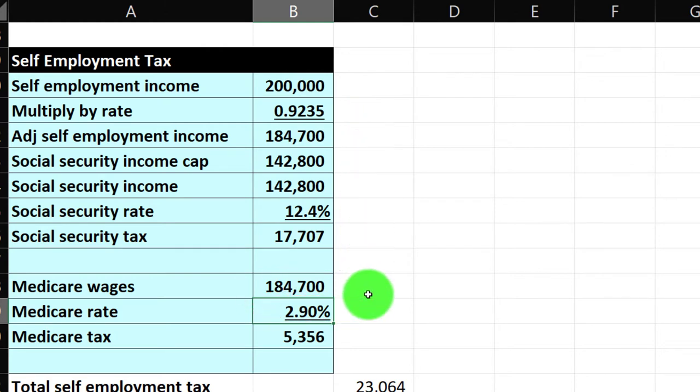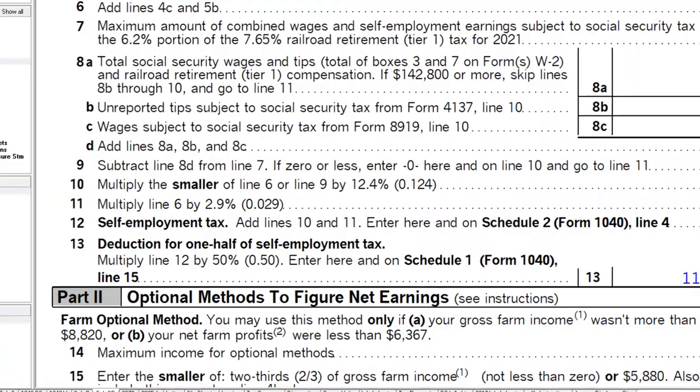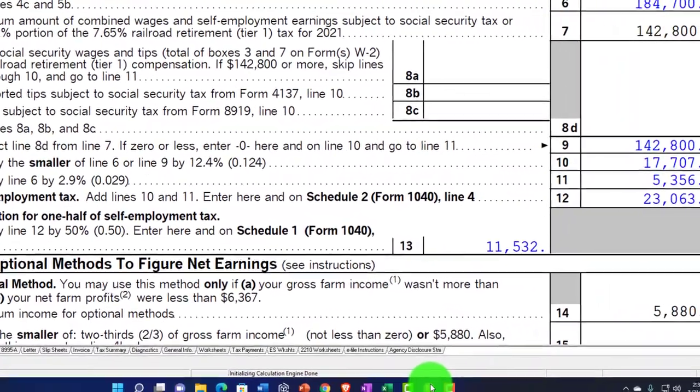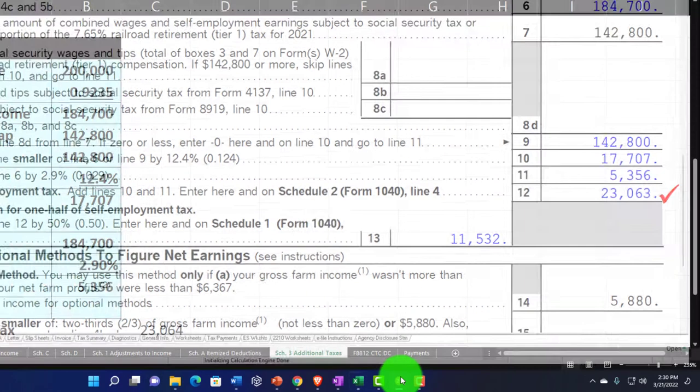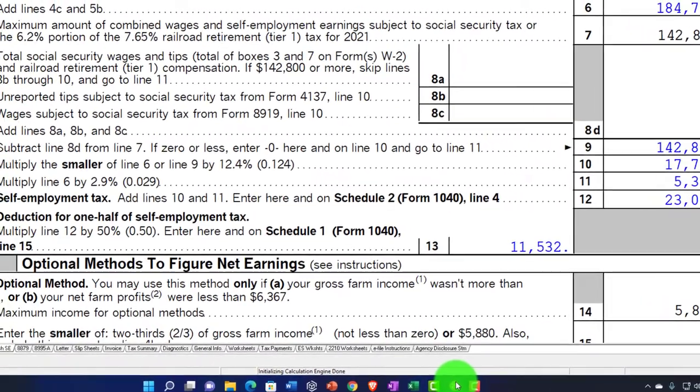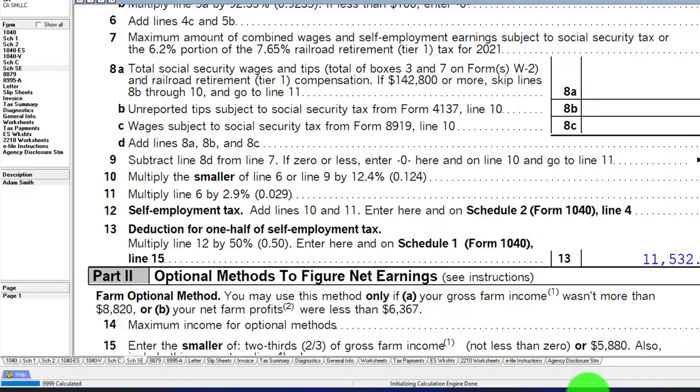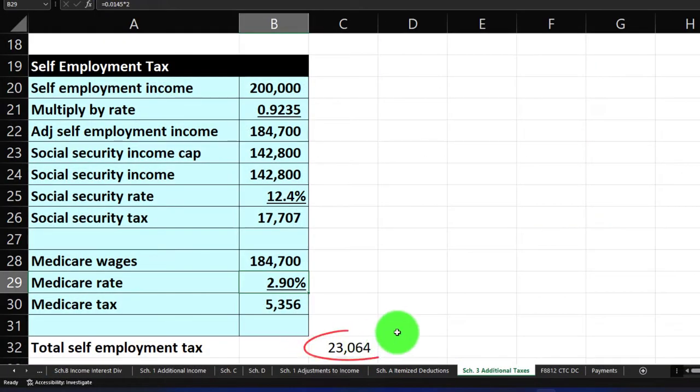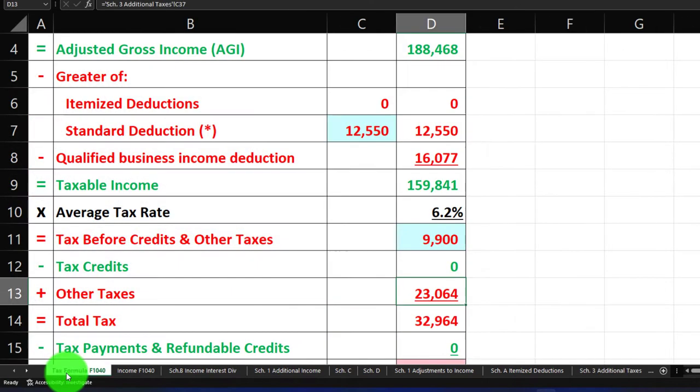2.9%. And there might even be an additional Medicare tax that we'd have to deal with above a threshold as well. Did I hit that threshold? I hope not, because I don't really want to deal with it. But we get to then 2363. So there's our 2363. So that pulls over then to the page over here.